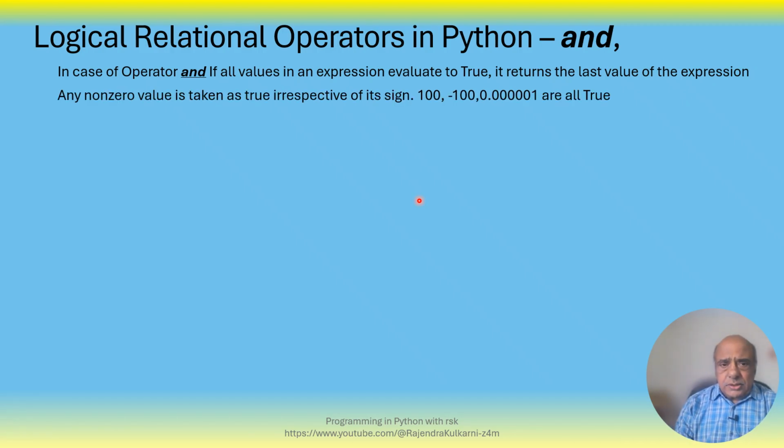Any non-zero value, irrespective of its sign or the value, is taken as true. So 100, plus 100, minus 100, 0.00001, all are true.